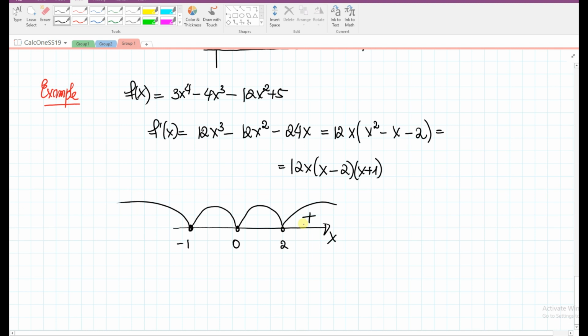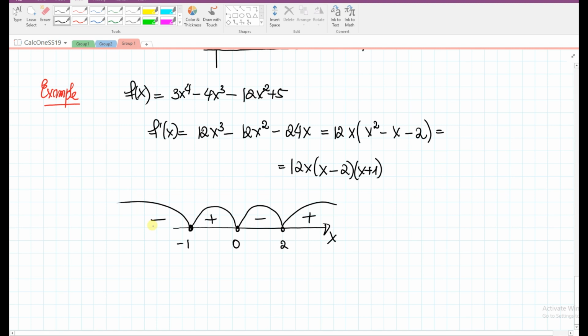For all the values between 0 and 2, the function is negative, right? For example, we can choose the 1, from here. So 1 minus 2 becomes negative. This is positive, this is positive. So that is why the multiplication is negative, right? So minus, then plus, then minus. So the conclusion is like this.